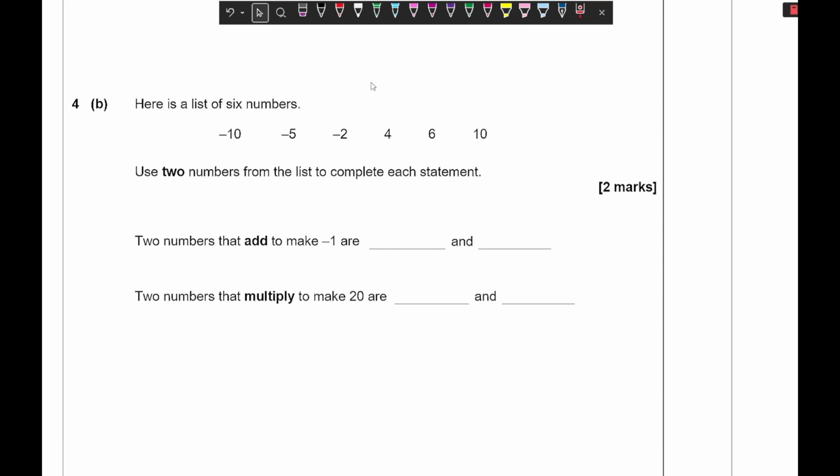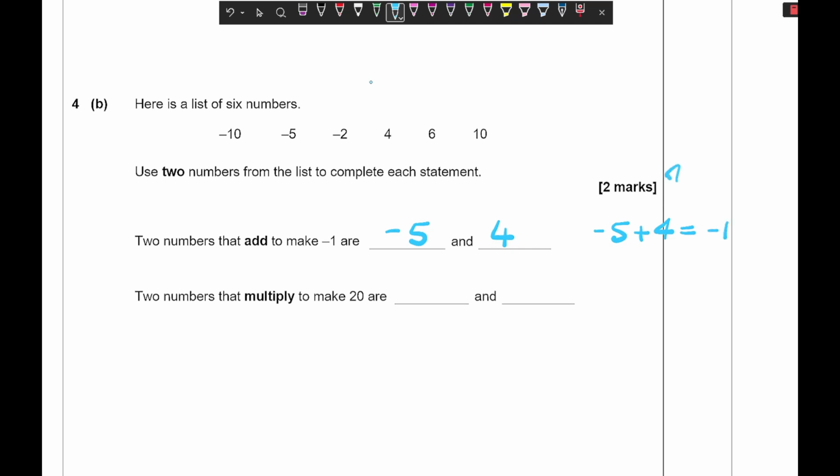Moving on to question 4b, it says here are a list of 6 numbers, and it says use 2 numbers from the list to complete each statement. So 2 numbers that add to make -1. So you're looking for where you're adding 2 numbers to give you an answer of -1, in which you can write in any particular order -5 and 4. And the reason for that is because -5 plus 4 gives me -1.